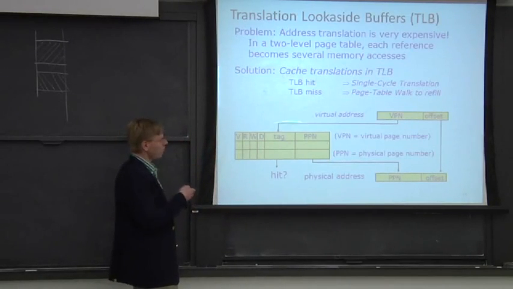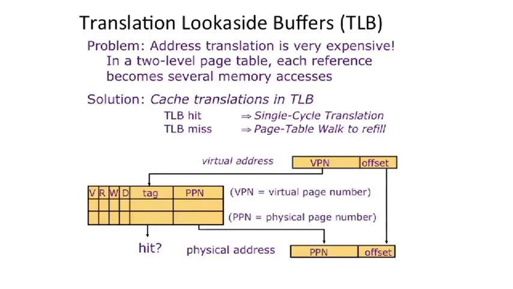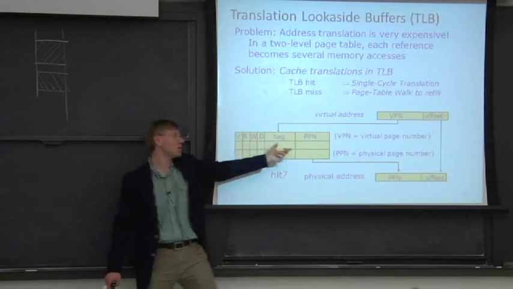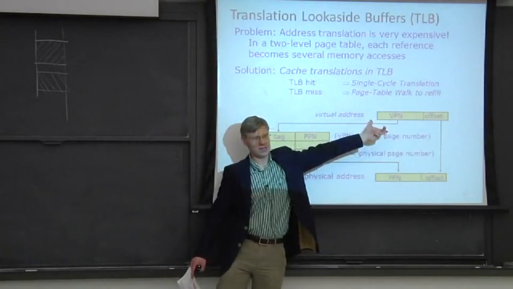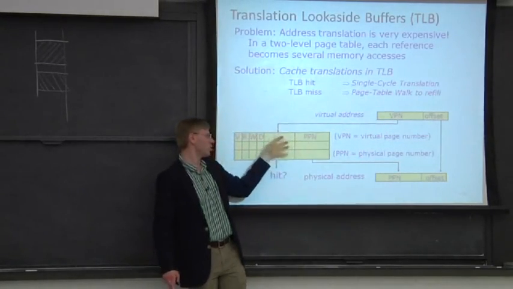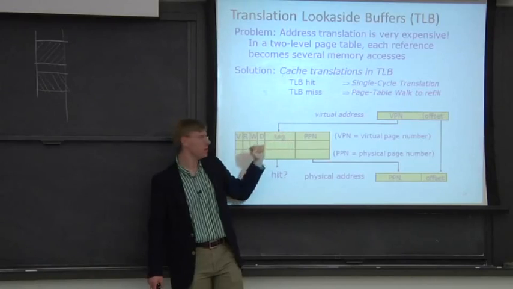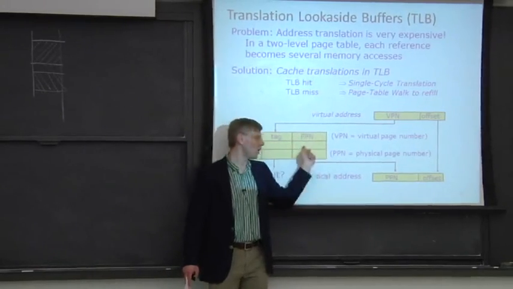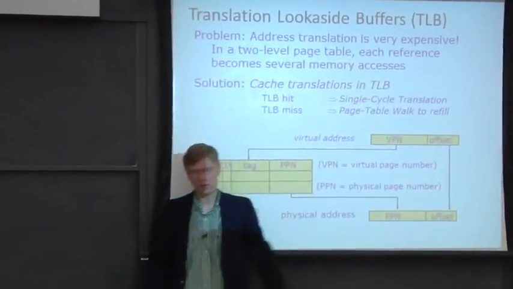Now, there are different ways to build these caches. The most common way is to have them be fully associative. If they're fully associative, you have to do a tag check. There's a tag in here, which gets matched against the virtual page number. And it's associative, so it can be in any location in this TLB. And then finally, this is the data payload, or the physical page number, which comes out.